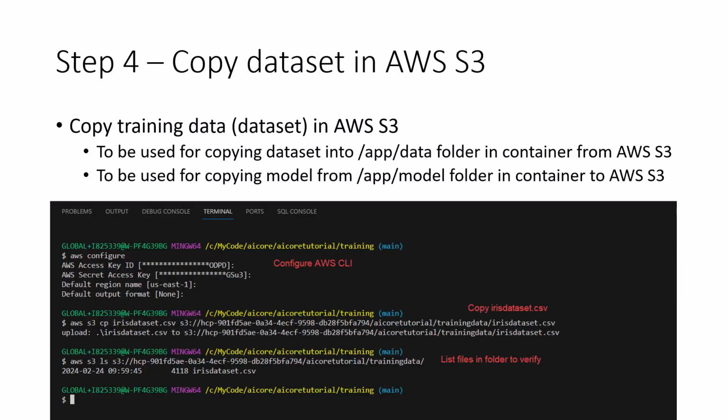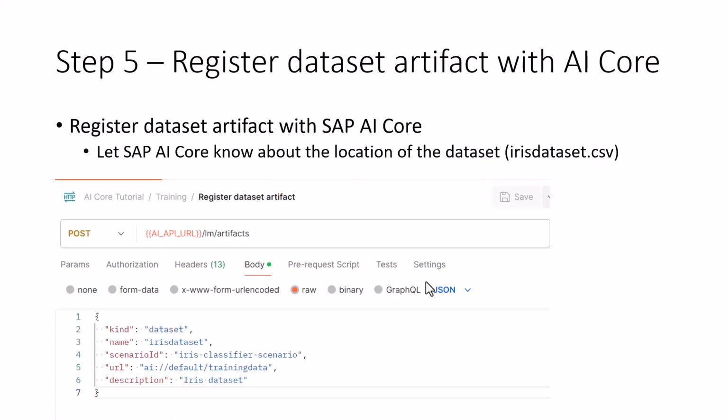So once we run this command, the next step is to copy the data set. This is your training data in the form of a CSV file, and we want to copy this into a location in AWS S3. So we can run this command, aws configure, so that AWS is configured with the AWS CLI. Then we can run this copy command to copy the iris dataset.csv file into AWS S3. And later on, we can retrieve this CSV file into the container. Okay, so now our CSV file, the training data, is in the AWS S3 bucket.